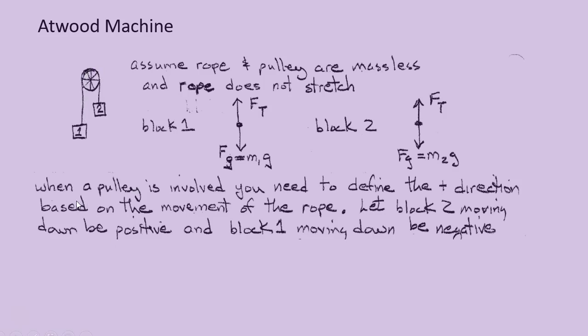A pulley is a simple machine, and one of the things it does is it changes the direction, and that causes us to make an adjustment in how we analyze our problems. So when a pulley is involved, you need to define the positive direction based on the movement of the rope. So let's let block 2 moving down be positive, which means block 1 moving down would be negative.